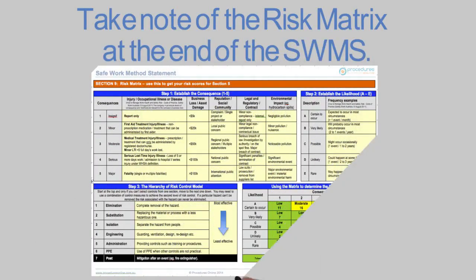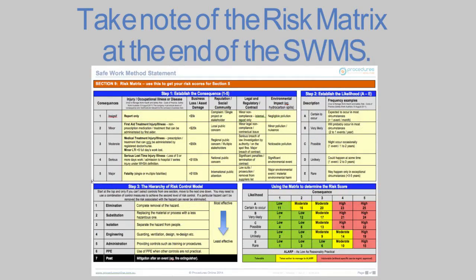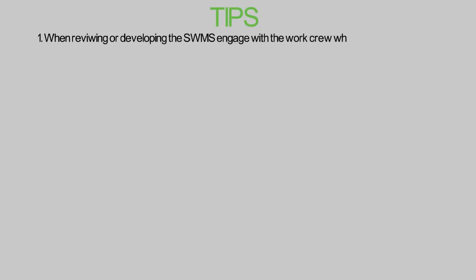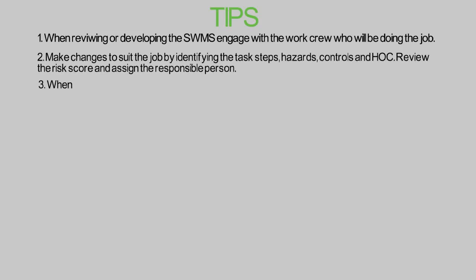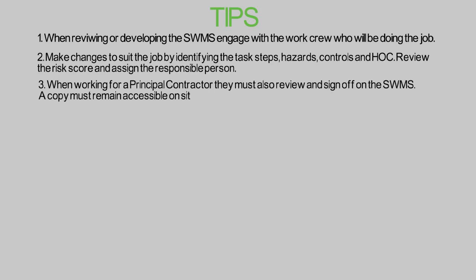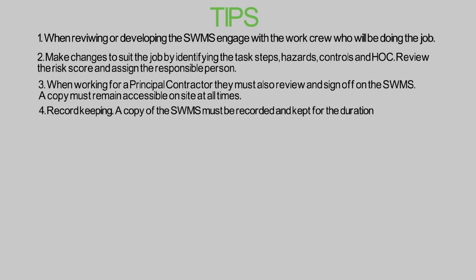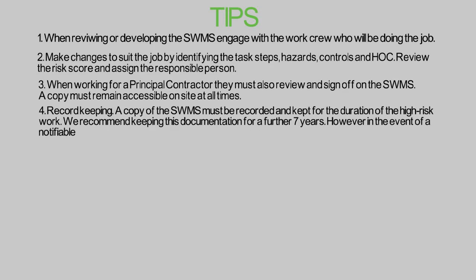For reference, some tips. When reviewing or developing the SWMS, engage the workforce who are doing the job. Make changes to suit the job, identify the tasks, hazards, controls, hierarchy, review the risk scores and assign the responsibility. When working for principal contractors, they must also sign off the SWMS and accept it. Record keeping: a copy of the SWMS must be available on site, and also kept for a further 7 years. We recommend if you've had an event, then you need to keep it for 2.